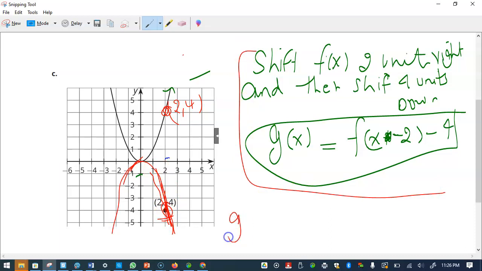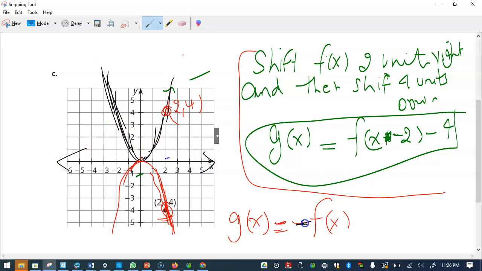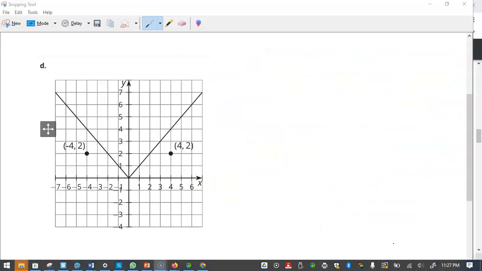Or another way to do it is just reflect over the x-axis. So when you reflect over that, you just put minus f of x, because that's the original one. This is the original function which you reflect over the x-axis, and then you just put a minus sign. That's it. You're done. And basically, this is nothing but the square function here, and you just have to make this minus x squared, and that's it. You're done. Let's go to the last one.